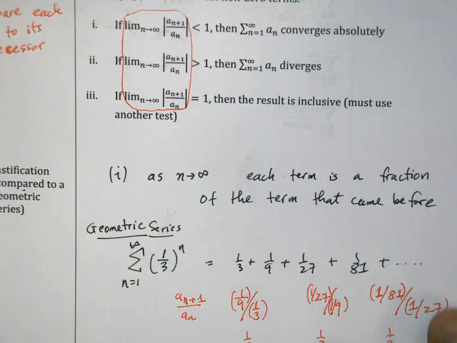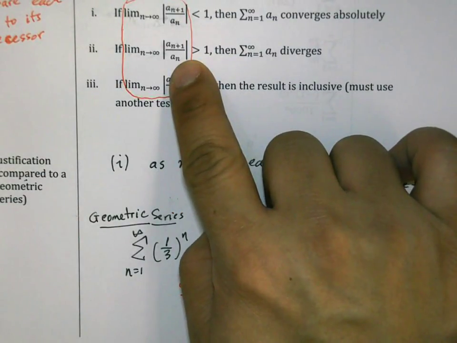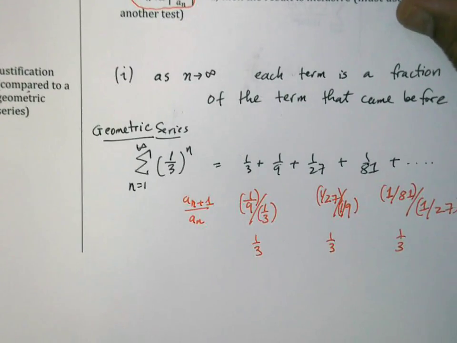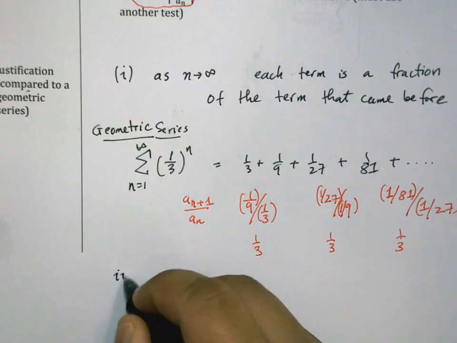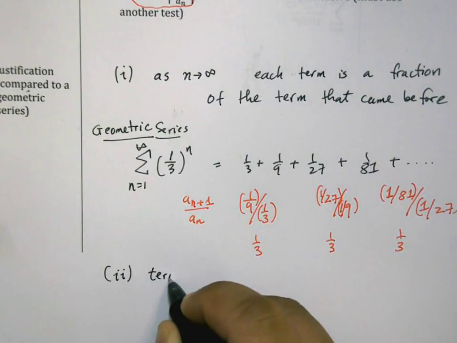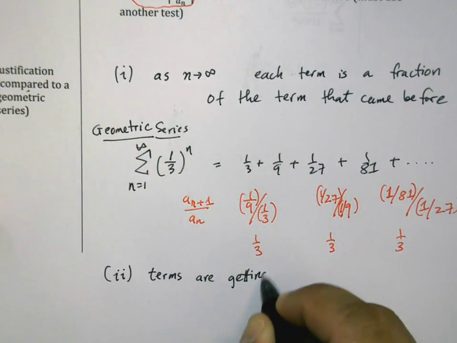In case 2, well, it's the same thing. If the ratio between each of the terms is greater than 1, then it will diverge. So case 2 is even simpler. It's a way of saying that the terms are getting larger.